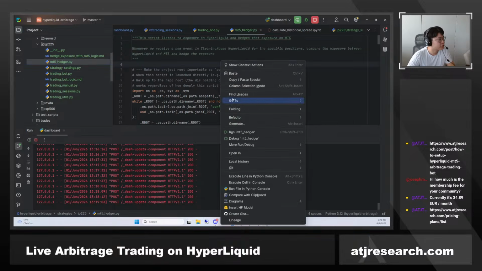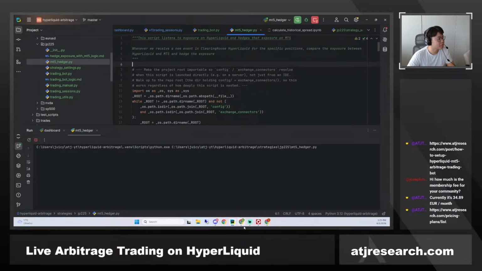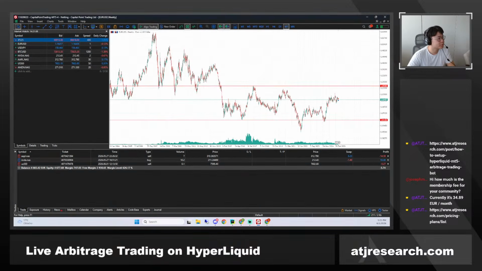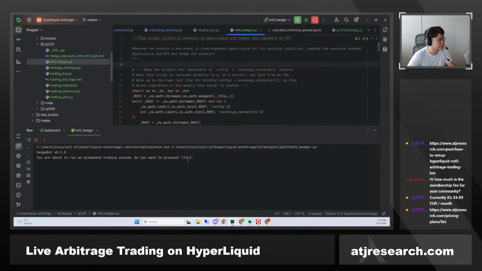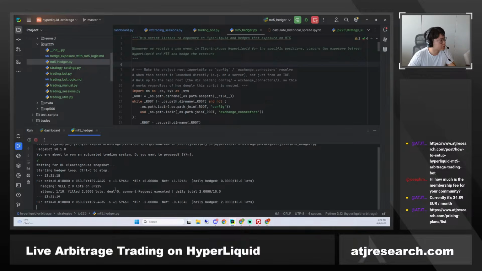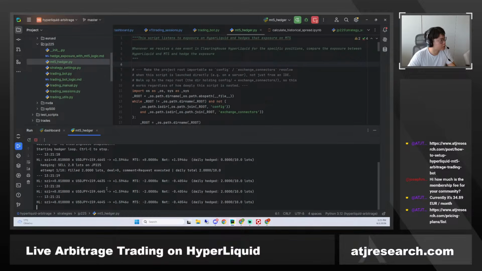So here I'm just going to run my MT5 hedger. My MT5 hedger basically hedges the exposure between Hyperliquid and MT5 here. It's just asking me if I want to proceed, so I just type yes. And so now we are starting and checking our exposure on JP225.